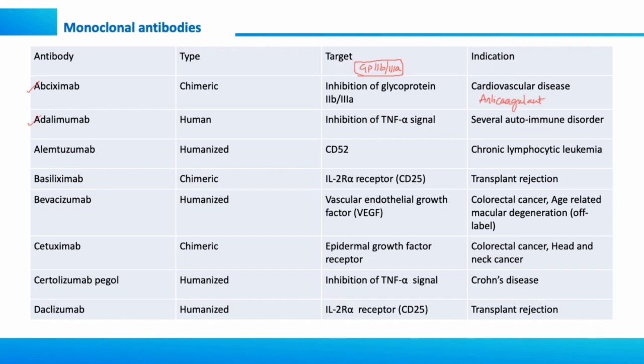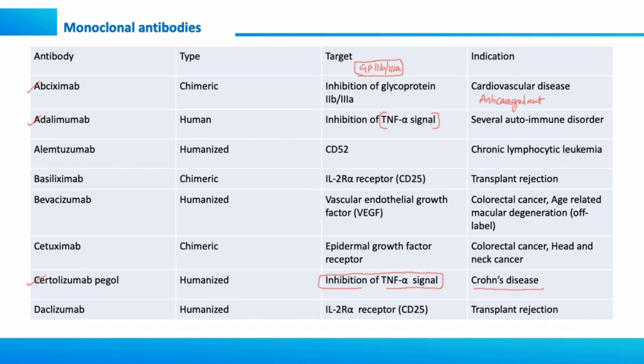Then is adalimumab. It is a humanized form. It is a TNF-alpha inhibitor. So most of the autoimmune disorders, take the example of rheumatoid arthritis, which is a classic thing. We inhibit TNF-alpha signals there. So this is adalimumab. There are many more TNF-alpha inhibitors. Let me finish off certolizumab. This is also a TNF-alpha inhibitor. See this? And we use it exclusively in Crohn's disease. So we are done with 3.